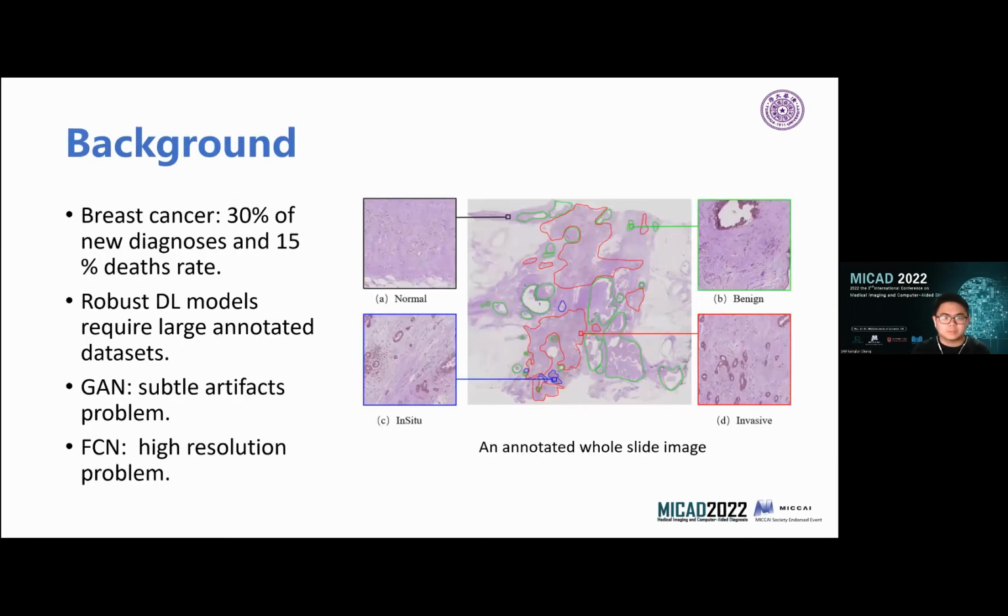In the background, breast cancer is the most commonly diagnosed cancer for women, which is estimated to account for 30% of new cancer diagnosis and 50% of cancer deaths in the United States. Early and precise diagnosis of breast cancer is crucial to improve the survival rate of the patient. The cancer effect can be observed in the whole slide image in the cellular and tissue level.